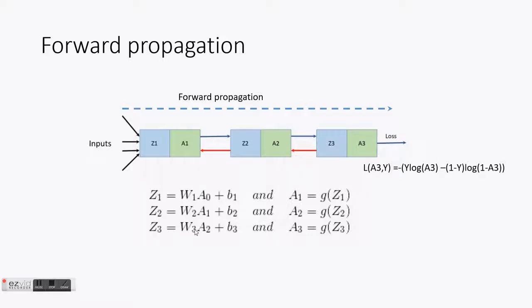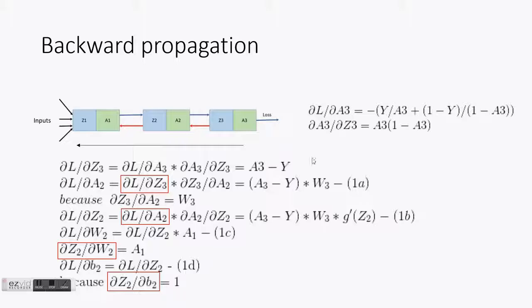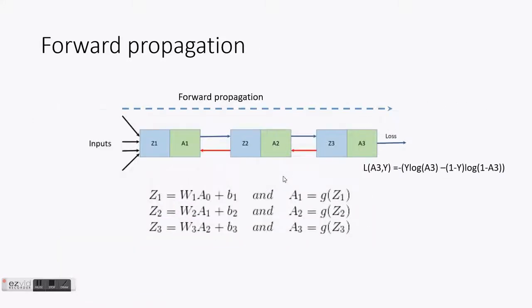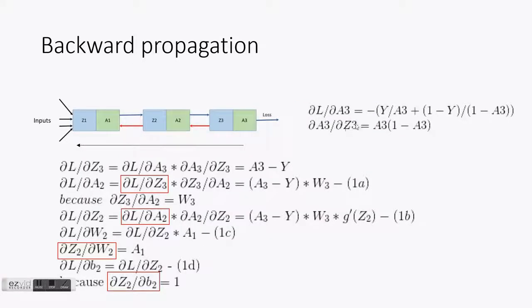Then Z3 at the output layer is W3 into A2 plus B3. Since we are going to be doing binary classification, we'll have A3 equal to G of Z3, where G is the sigmoid activation function, or you could have any other activation function. Assuming this simple case of binary classification, we know the log loss L of A3, y is minus y log A3 minus (1 minus y) log of (1 minus A3).